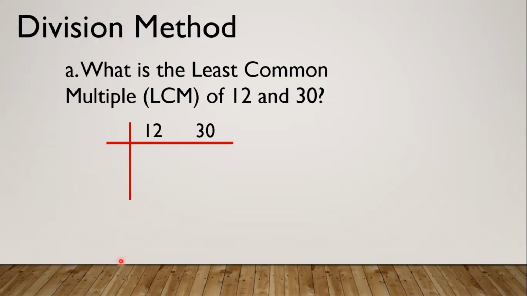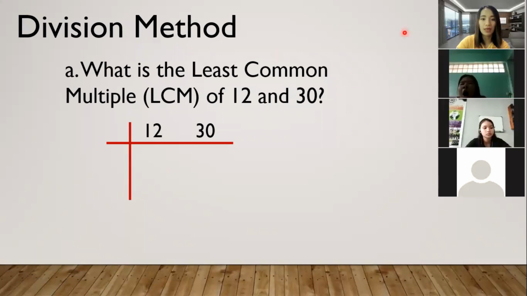Next, the third method is the division method. So for example, what is the least common multiple of 12 and 30? So do you still remember how to do this one? First, we need to write 12 and 30. Next, we need to divide this one by the smallest prime number. What is that number? 2. Very good. So 12 divided by 2 equals 6.